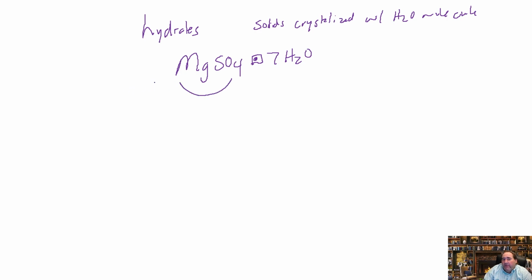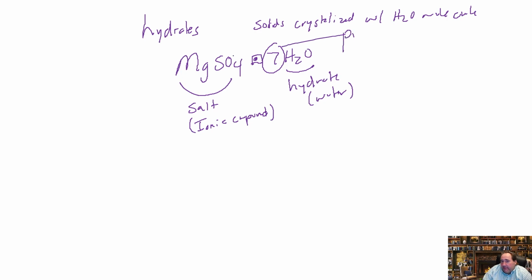The front part is what is sometimes referred to as the salt part. It's really just an ionic compound. And the second part is the hydrate part, which is basically the water part. So when we name these, we use prefixes, just like we were just talking about, for how many waters we have. The front part is named like either a type 1 or type 2 compound.